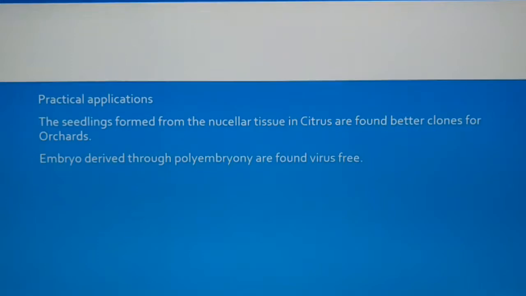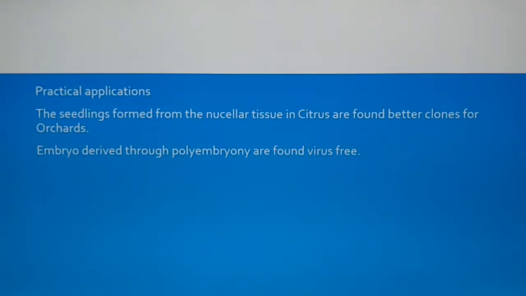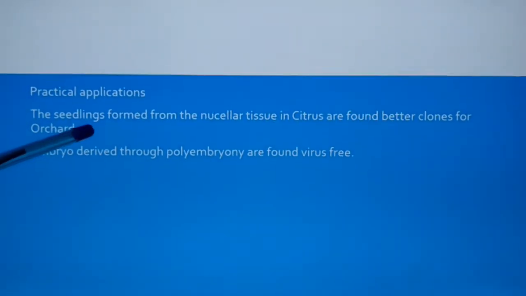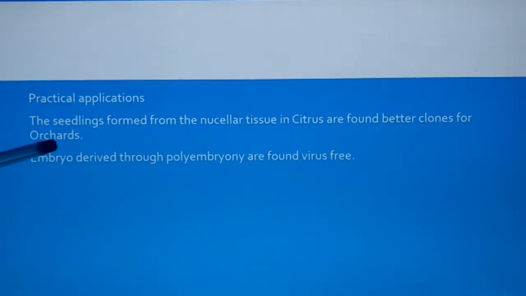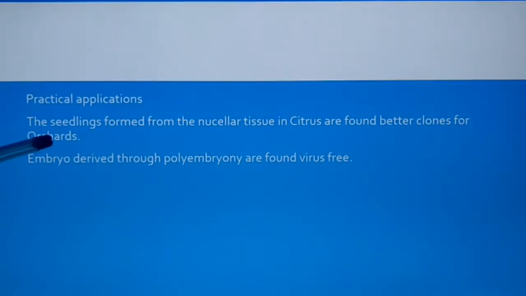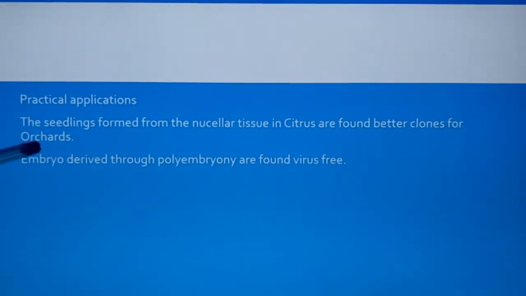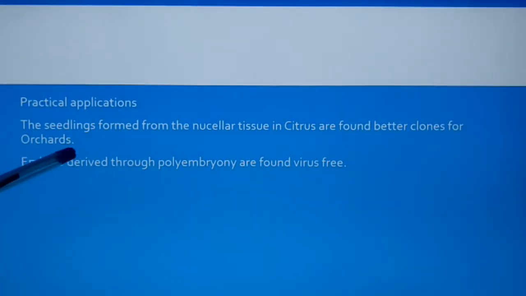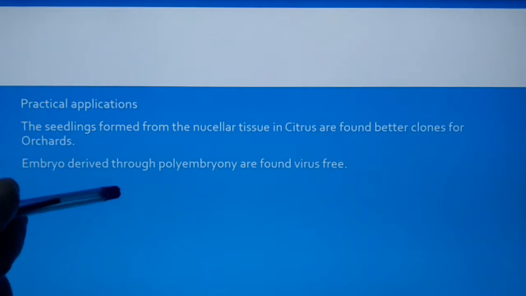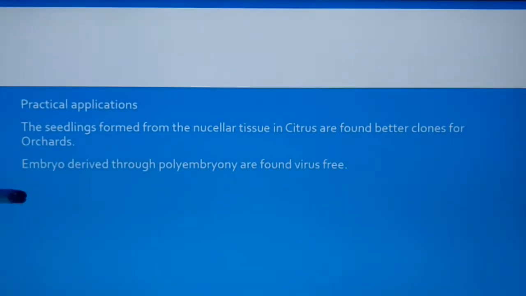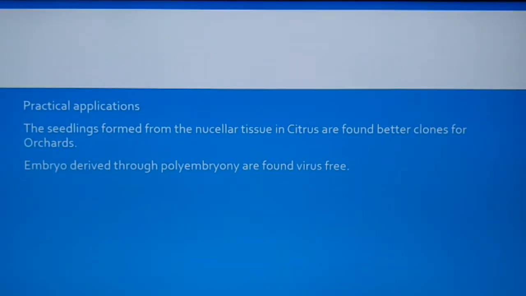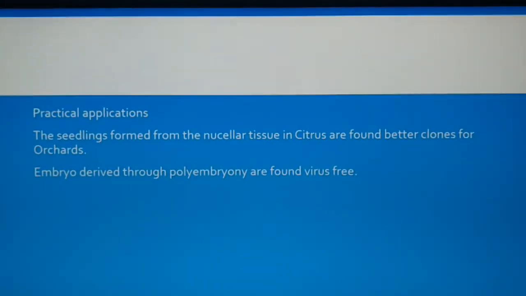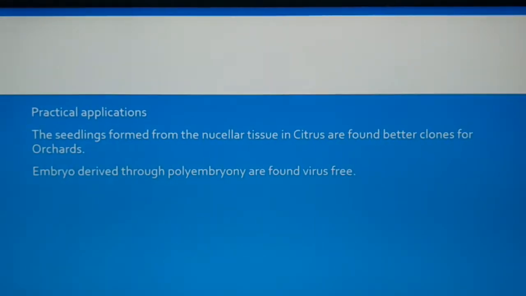The next, practical applications of polyembryony. The seeds formed from the nucellar tissues in citrus are found to be better clones. Here, for the formation of fruit plants, these polyembryonic seeds are used. The embryos derived through polyembryony are found to be virus free. The embryos produced by polyembryony are free from viral diseases.